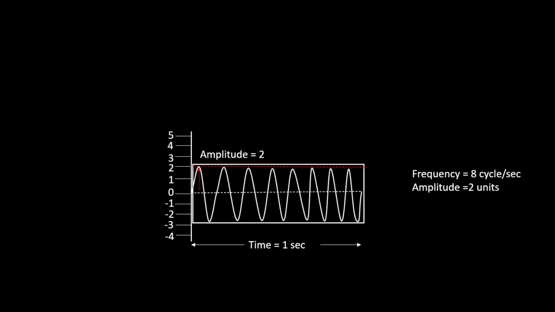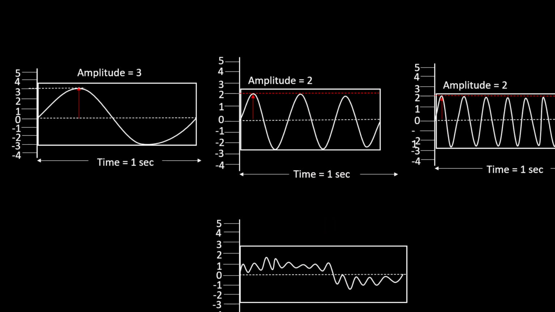Let's consider another wave wherein we have 8 complete cycles here. 8 complete cycles spanning over a time period of 1 second. So the frequency is 8 cycles per second, and the amplitude of this wave, that is the height of the wave, is 2 units. You can see it marked here. That is the 2 units, that is the amplitude, and frequency is 8 cycles per second. This is how a sine wave is defined in terms of its frequency and amplitude.